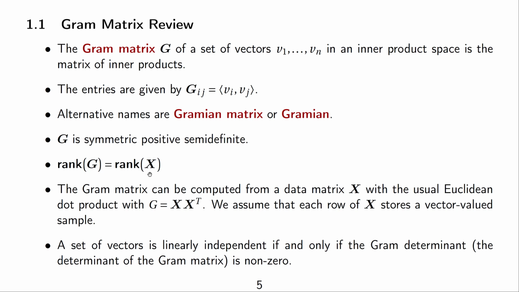Now, using this idea of the data matrix X, the gram matrix G can be computed as follows: G equals X times X transpose. And a matrix of this form has to be symmetric, positive semi-definite, as you know from a linear algebra course.